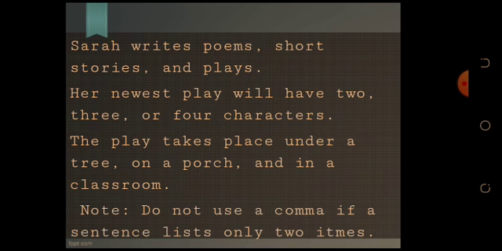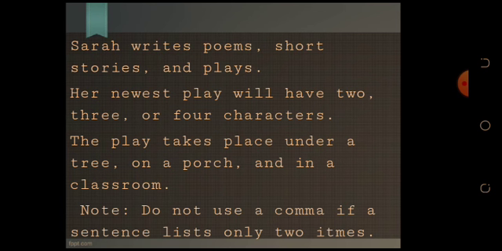Let's look at the examples. Sarah writes poems, short stories, and plays. Do you notice that we used a comma after the first element, the second element, and before the third element we have a conjunction, but there is no comma after it? Let's look at the rest.